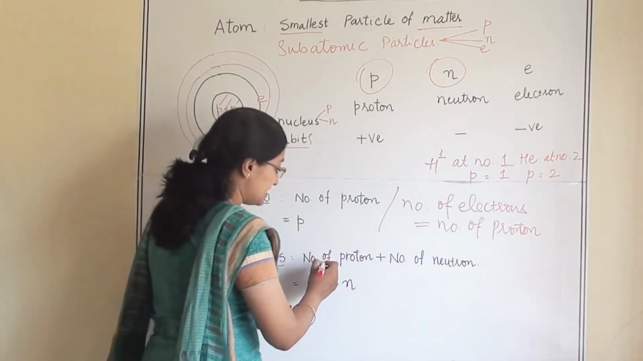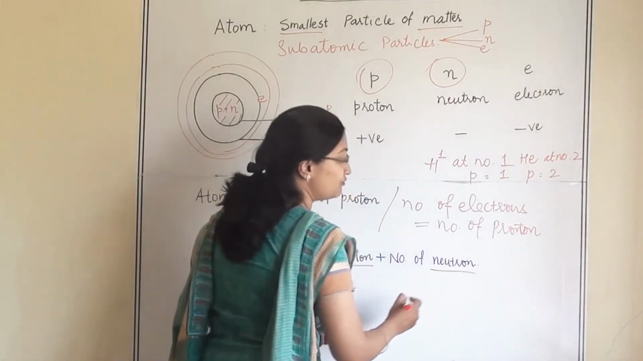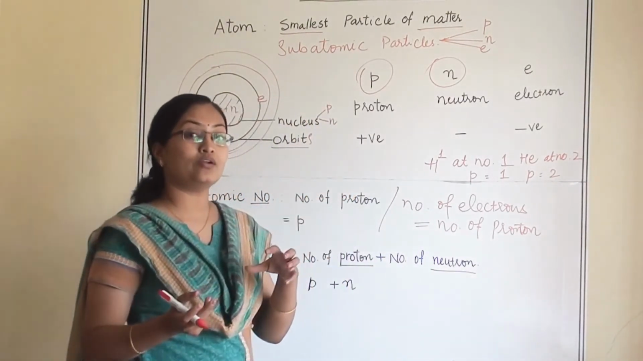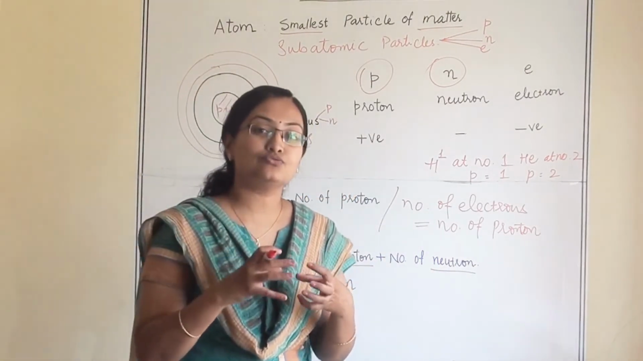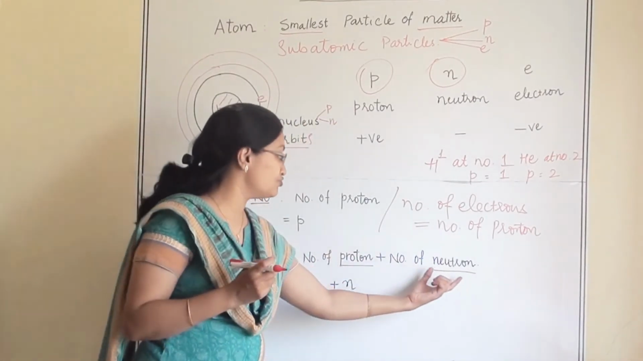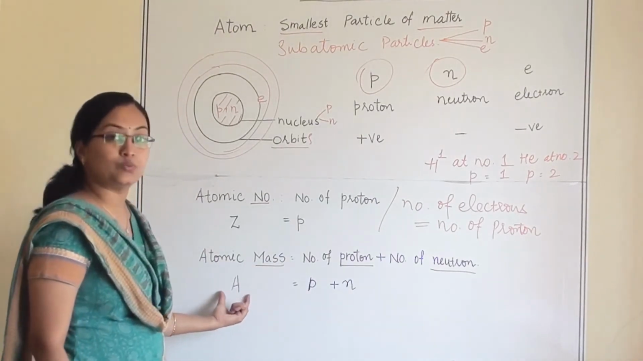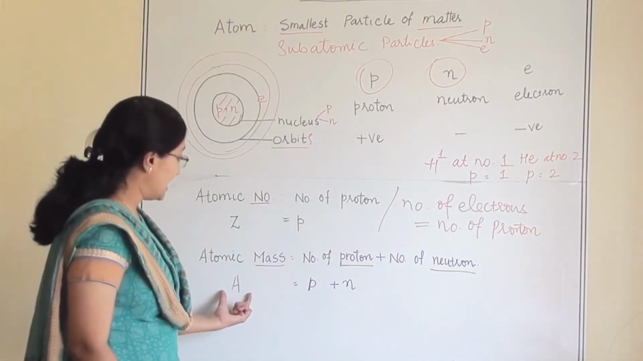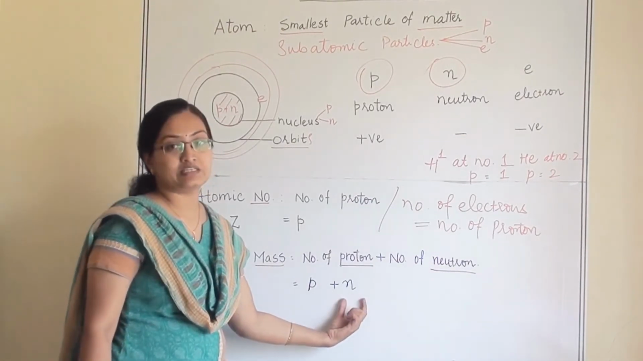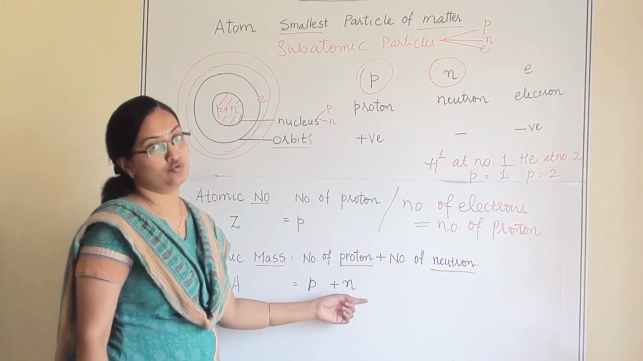Now what is atomic mass? Atomic mass is the addition of the number of protons and the number of neutrons. When the number of protons is added to the number of neutrons, the summation gives you the atomic mass, and we denote it with A. So A equals P plus N. What is P? Number of protons, and N is neutrons.